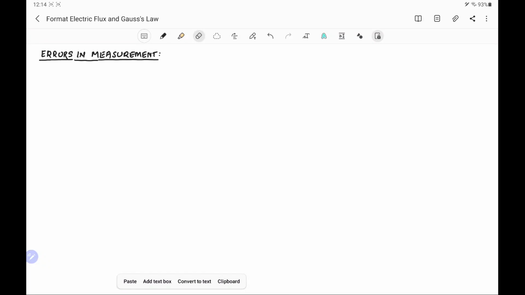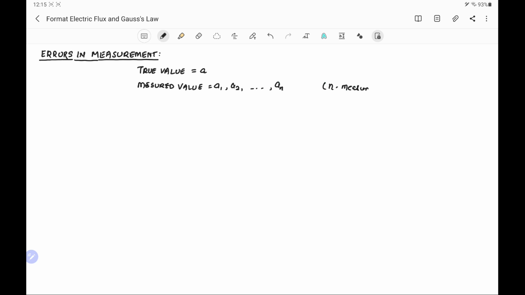Next, we will discuss the errors in measurement. Suppose there is a physical quantity for which the true value is A. True value means actual value. And the measured values for the same physical quantity are, suppose, A1, A2, and so on to An. Means there are n measurements. For these n measurements, we get the values A1, A2, An that may differ from the true value. So the difference is the error.